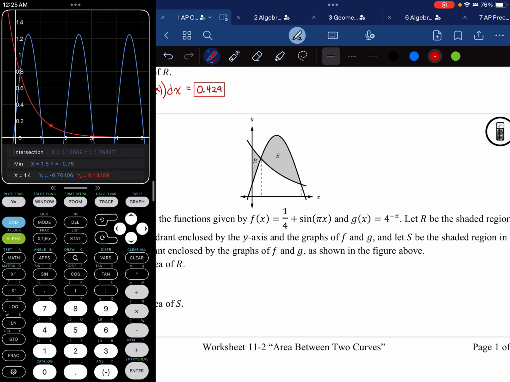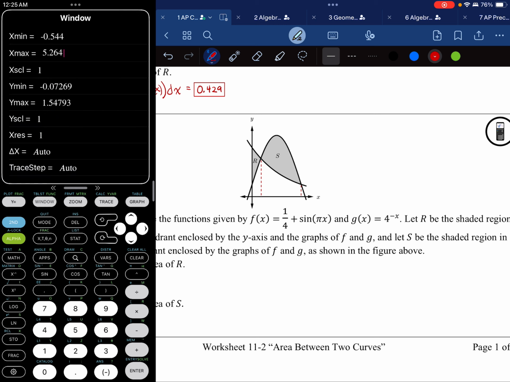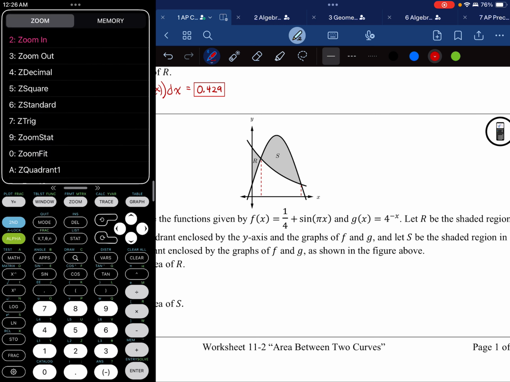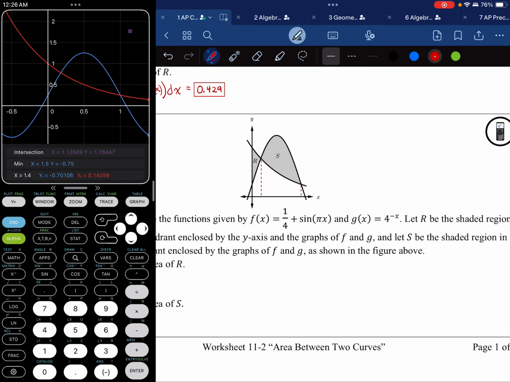That looks correct. Okay, so it looks like this is happening up to about 1.1-ish. So I'm just going to make my window about 1.2, 1.3 is fine. 1.3, and I'm going to hit zoom 0. That should be pretty nice now. Nice, okay. So from here, I can find those intersections.